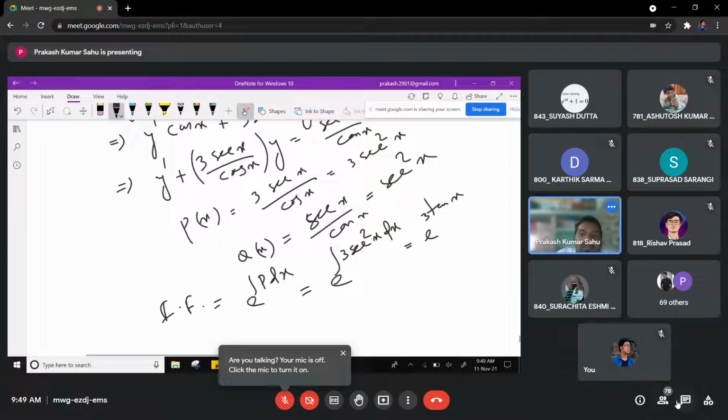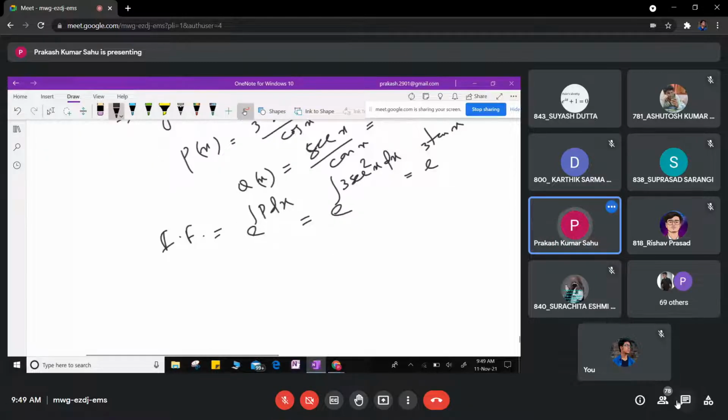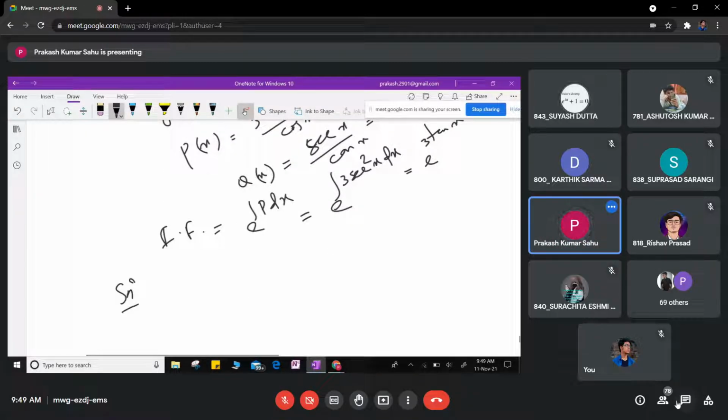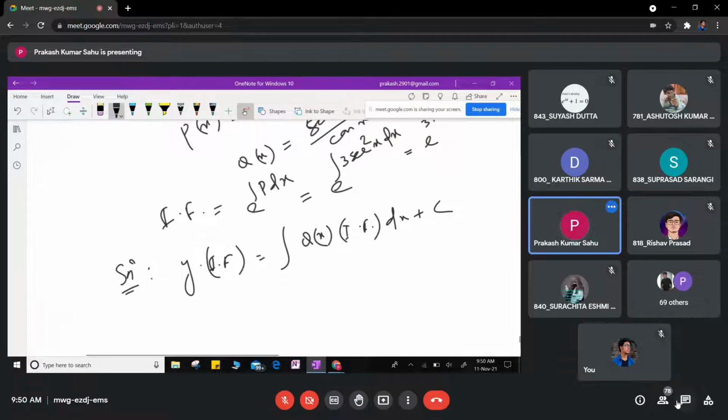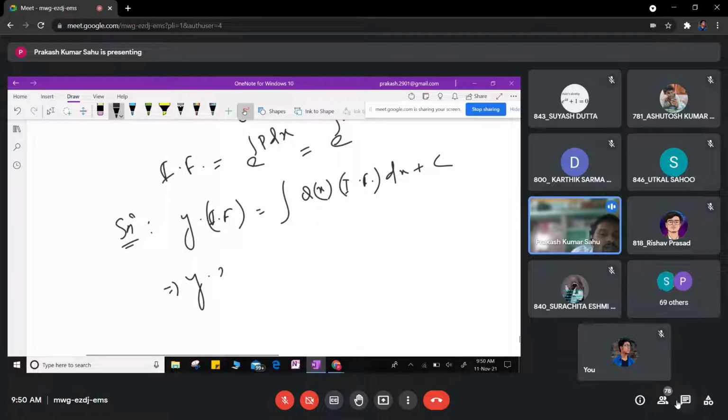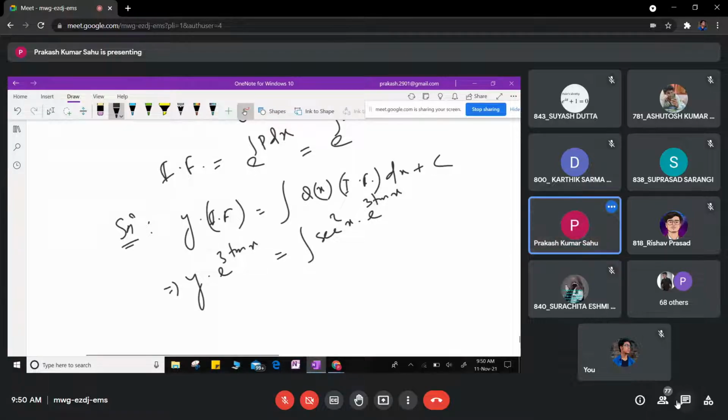Okay, so now what is the solution? So your solution is y into integrating factor is equal to integration of this Q(x) into integrating factor dx plus c. So you can easily find. So let us see, this is y into e to the power 3 tan x is equal to this integration. Your Q(x) is sec square x into e to the power 3 tan x dx plus c. So which is equal to, तो क्या होगा?